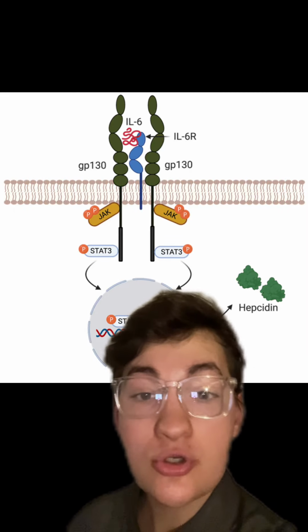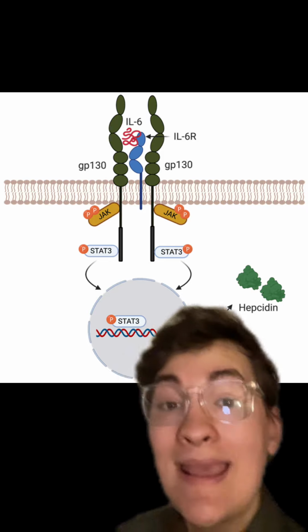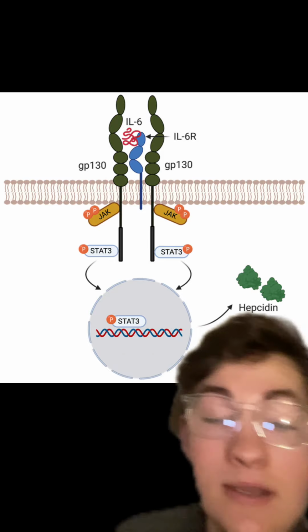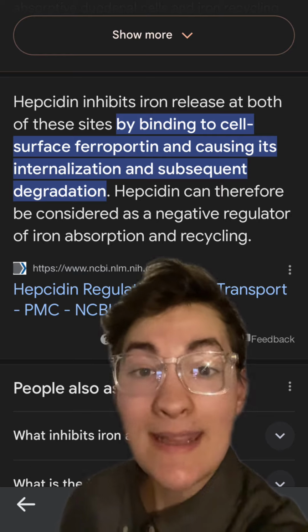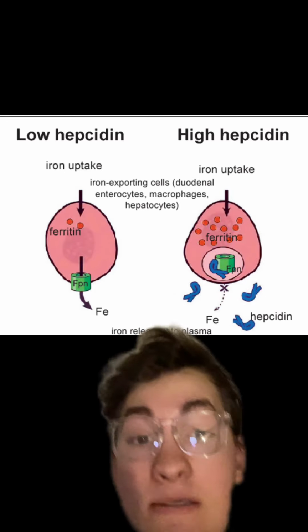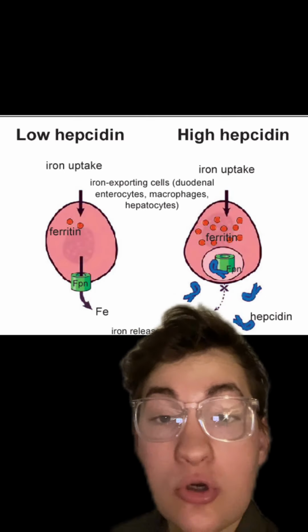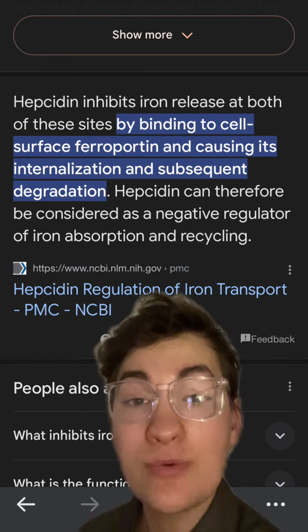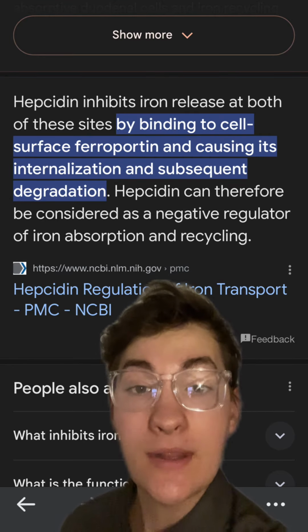Another thing that occurs to decrease circulating iron is that inflammatory cytokines increase the production of a protein called hepcidin. Hepcidin essentially inhibits iron absorption. It does this by binding to the iron transporter called ferroportin, and inhibiting both the absorption of iron and the recycling of iron we already have within the body.